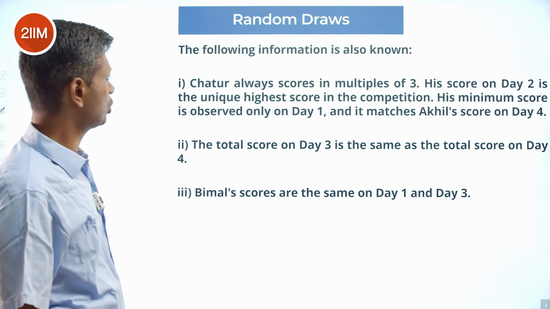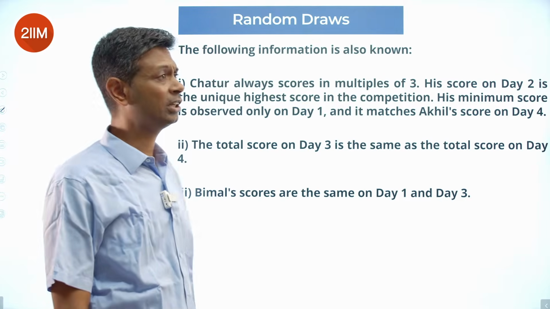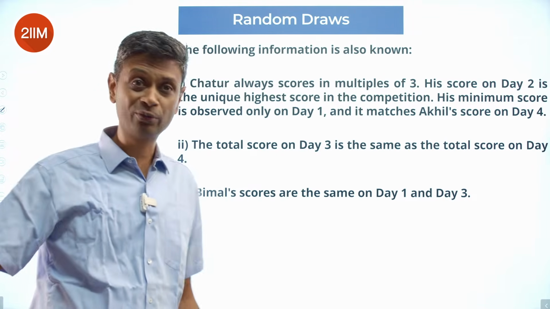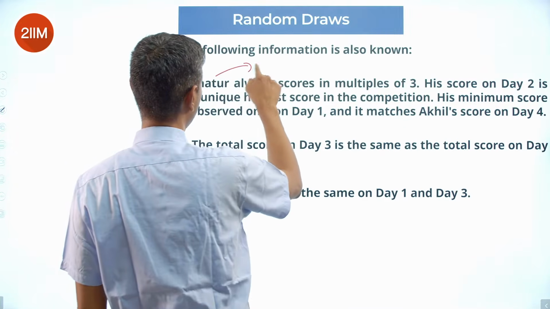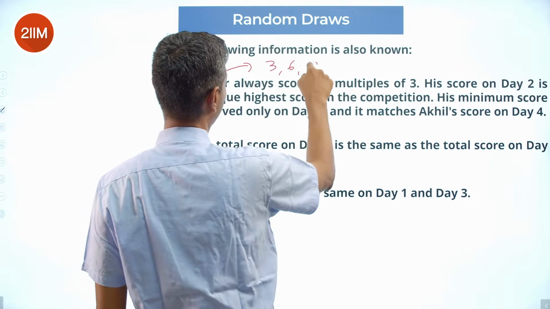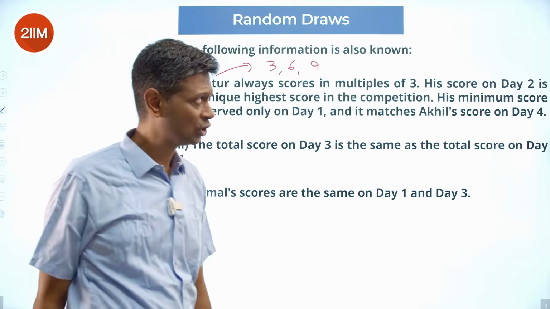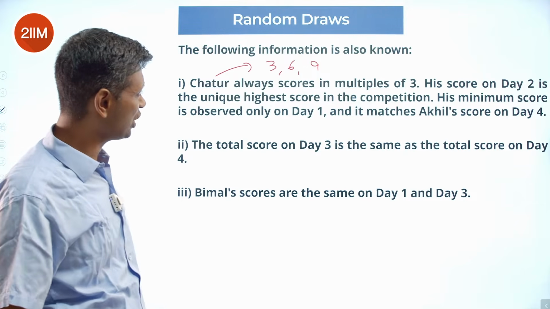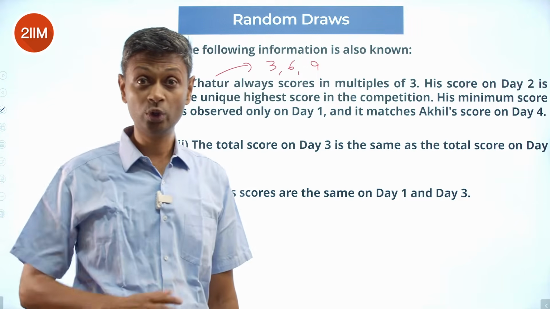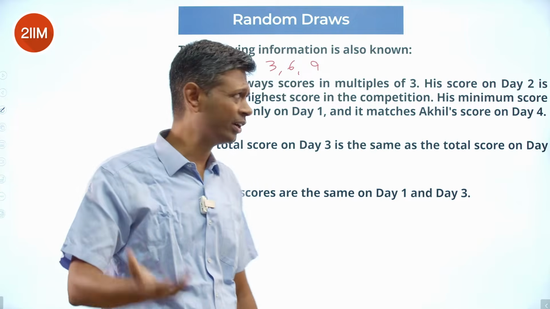The following information is also known. Chatur always scores in multiples of 3. Brilliant, it's a very powerful clue, because Chatur, our man 3, scores 3, 6 or 9 every day. His score on day 2 is the unique highest score in the competition. Unique highest score. That means on day 2 he has won it.